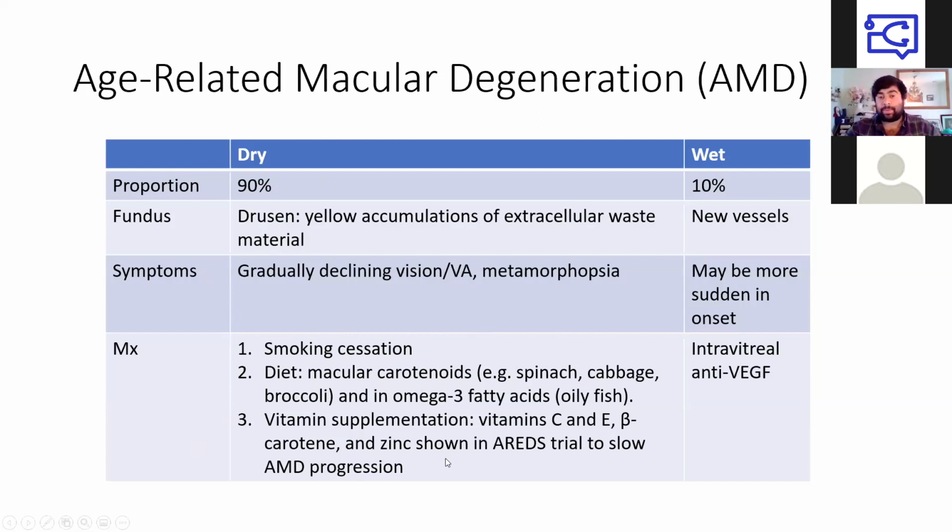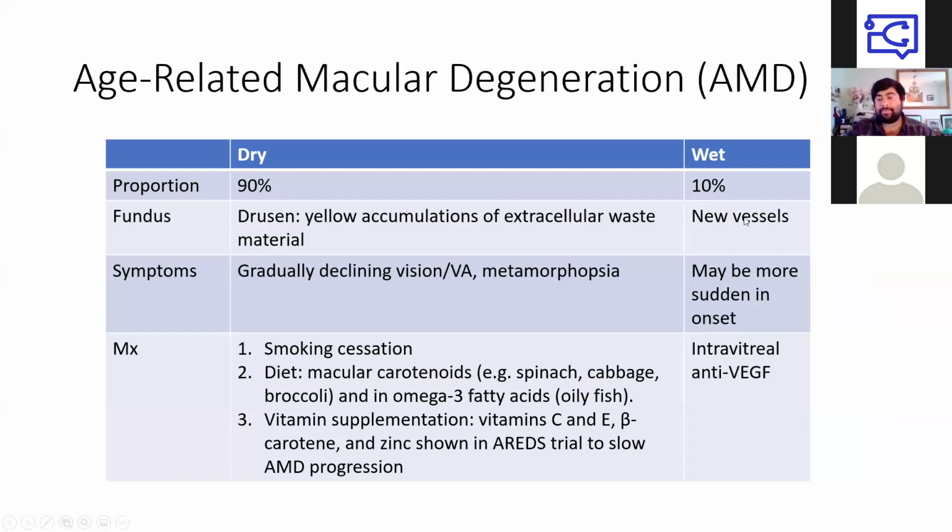And then vitamin supplementation. Again, this is an important part of the management because it was shown in the AREDS trial to slow AMD progression. So for dry AMD, the majority of AMD, you're going to recommend smoking cessation, dietary changes, and vitamins.